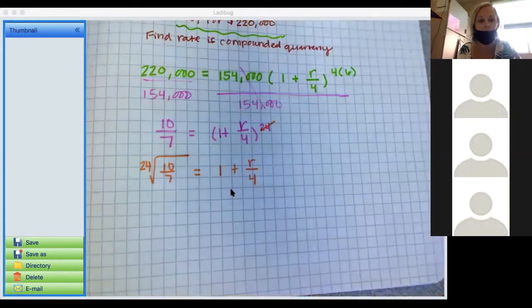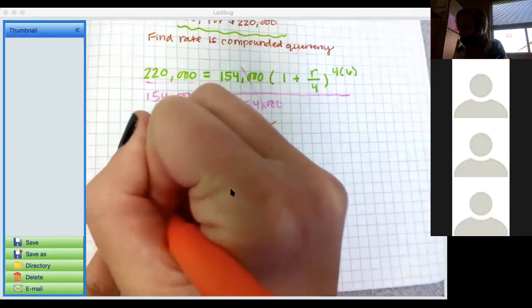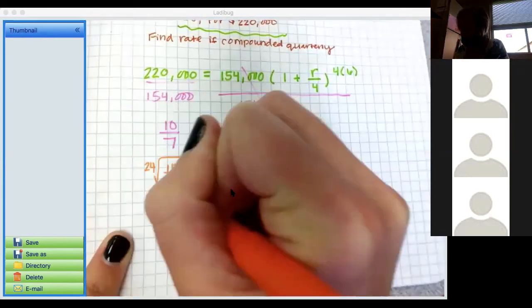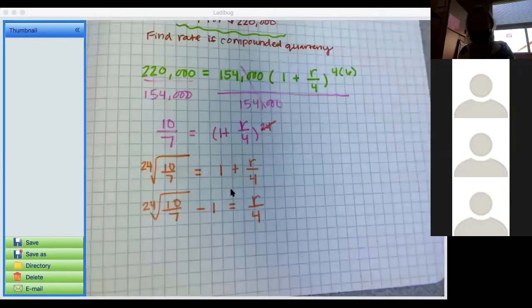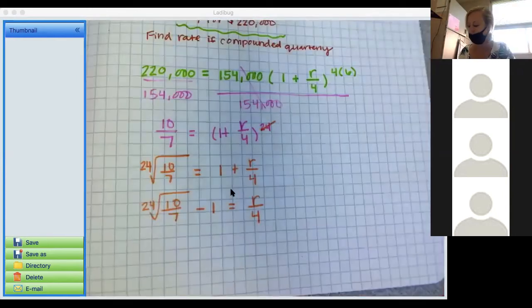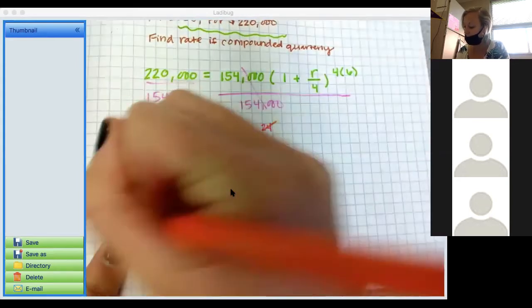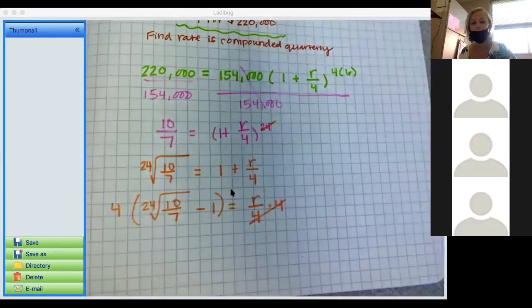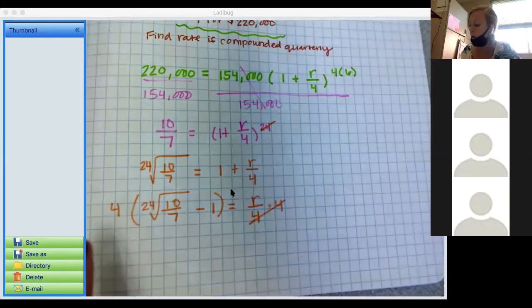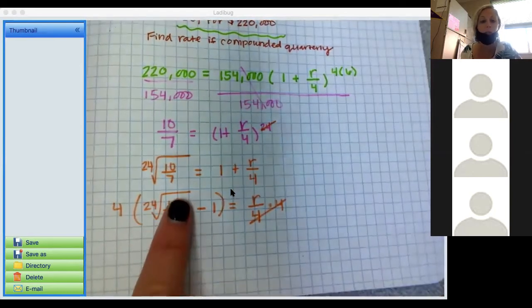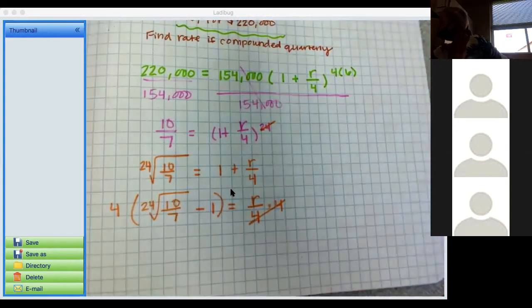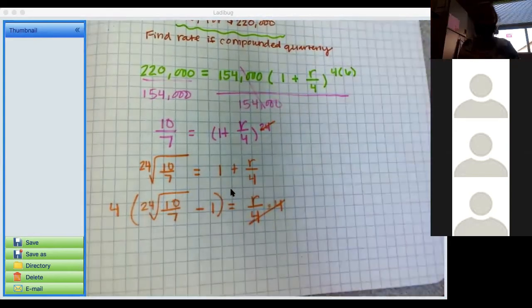So what do I do next? Minus the 1. Good, subtract the 1, beautiful. 24th root of 10 over 7 minus 1 equals R over 4. And then what would we do? Multiply the 4. Yeah, multiply both sides by 4, and this whole thing gets multiplied by 4. So you can type in your calculator or Desmos 4 parentheses 24th root of 10 over 7 minus 1. And I have my calculator right here, so I'll let y'all know what that is.